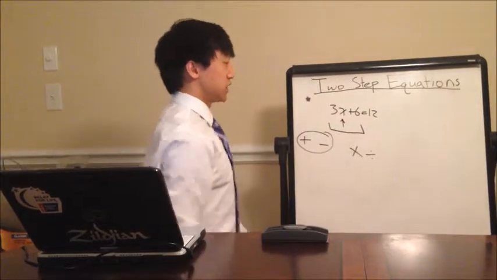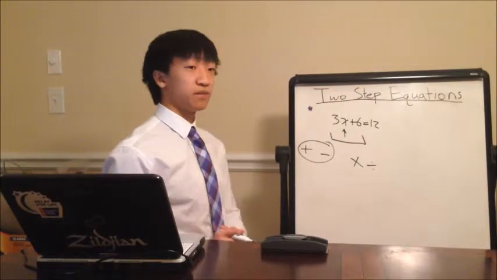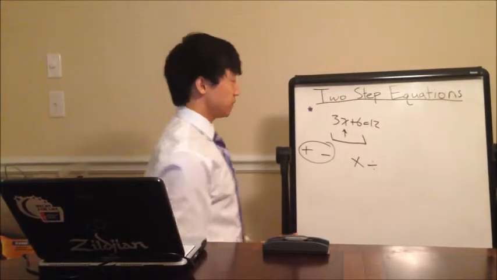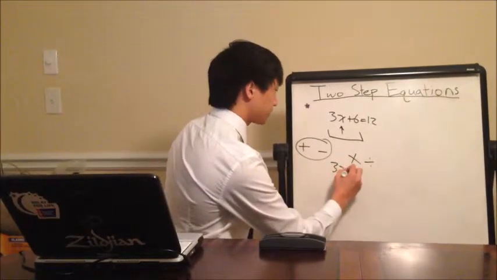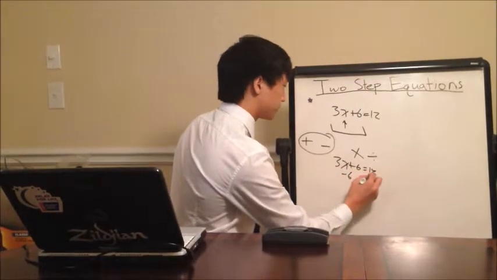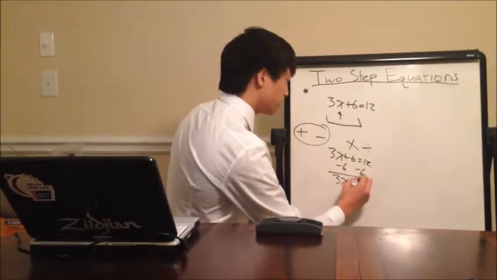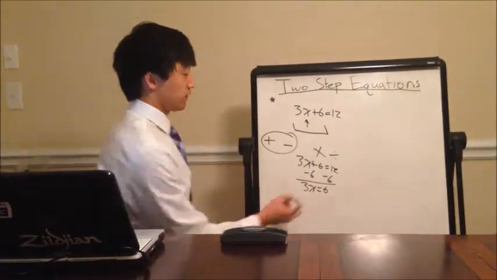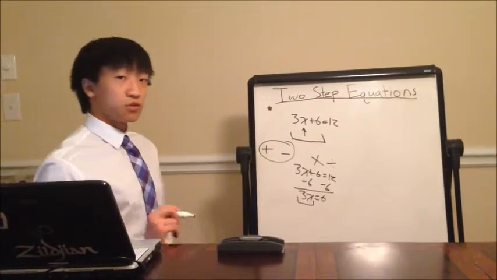So we have addition on this side. So who has a suggestion as to how to simplify that? Subtract 6 from both sides. Perfect. We're going to subtract 6 on both sides. And we get 3x equals 6. Now, we still have an expression that we need to solve. 3 times x equals 6.